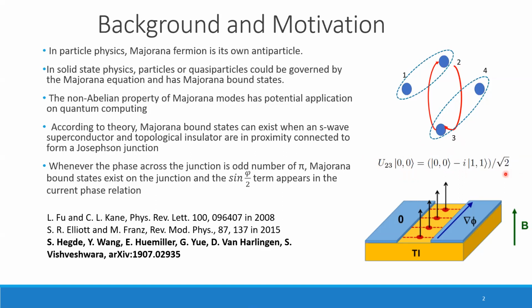In my research, I basically focus on the STIS Josephson device to study the Majorana bound state. According to Fu and Kane theory, the Majorana bound state can exist when you put an s-wave superconductor on top of a topological insulator, as shown in this picture, to form a Josephson junction. Whenever the phase across such a Josephson device equals an odd number of pi, we can have a Majorana bound state enter the junction. And the current phase relation of the junction will have a sin(phi/2) term.